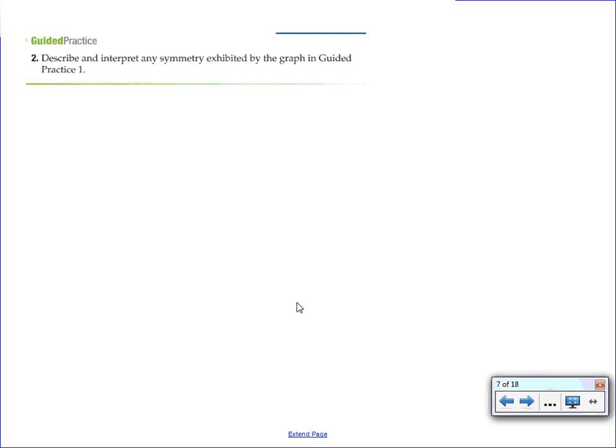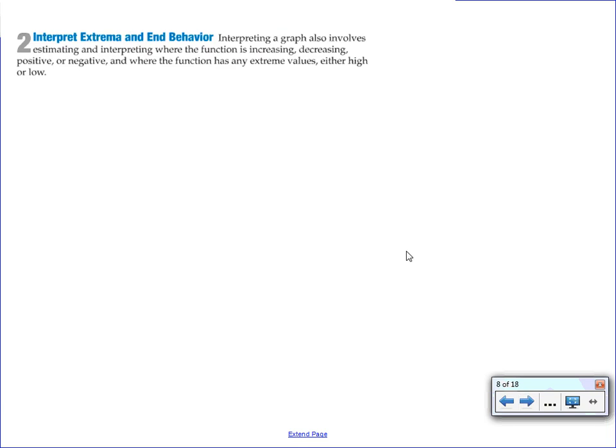Here's one for you. Your guided practice here is to look at the graph in practice 1 and describe and interpret that, any line of symmetry if there is one. Okay. The second thing that we're going to talk about, so we just finished talking about intercepts and symmetry. Now we're going to talk about extrema and end behavior and interpreting that on a graph.